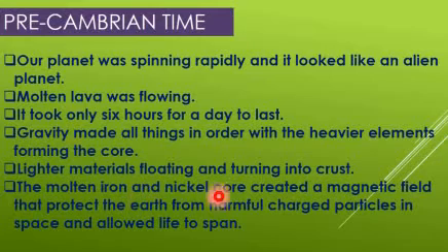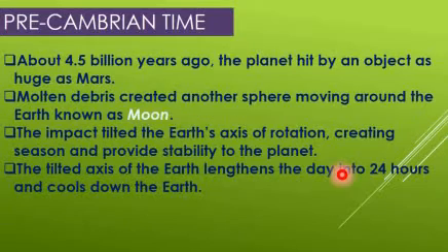Now, the molten iron and nickel core created a magnetic field that protect the Earth from harmful charged particles in space and allowed life to spawn. So, ibig sabihin, dahil napunta nga ang mga heavier elements doon sa center ng ating planeta, with that, nagkaroon din ng magnetic field ang ating planet Earth. And ito ay pinoprotektahan tayo from the harmful charged particles na nanggagaling sa outer space and even sa sun. And then, aside from that, ano pang nangyari during this time, pre-Cambrian time?